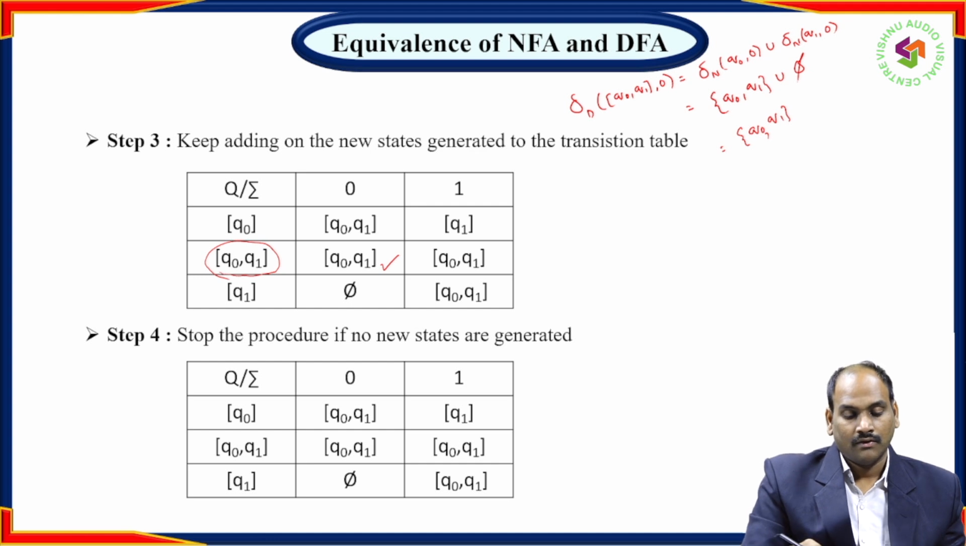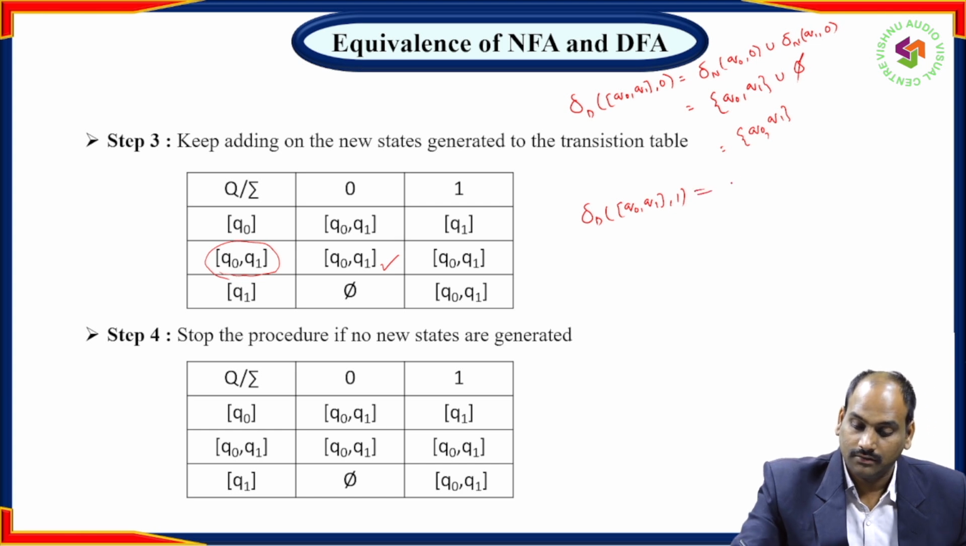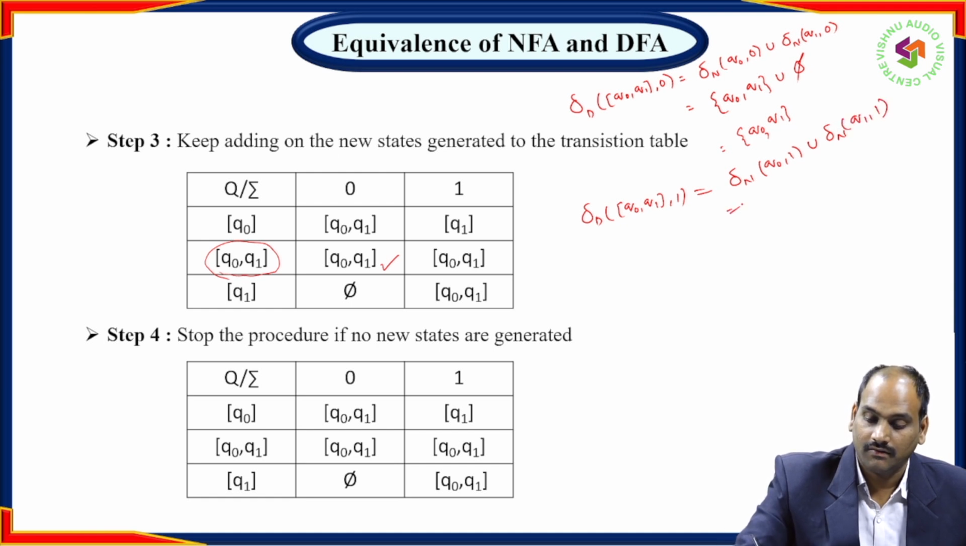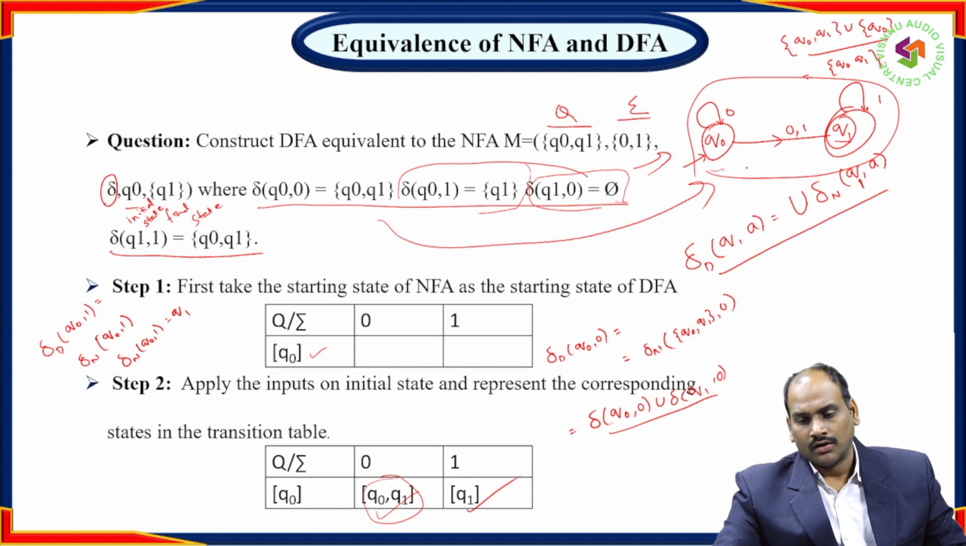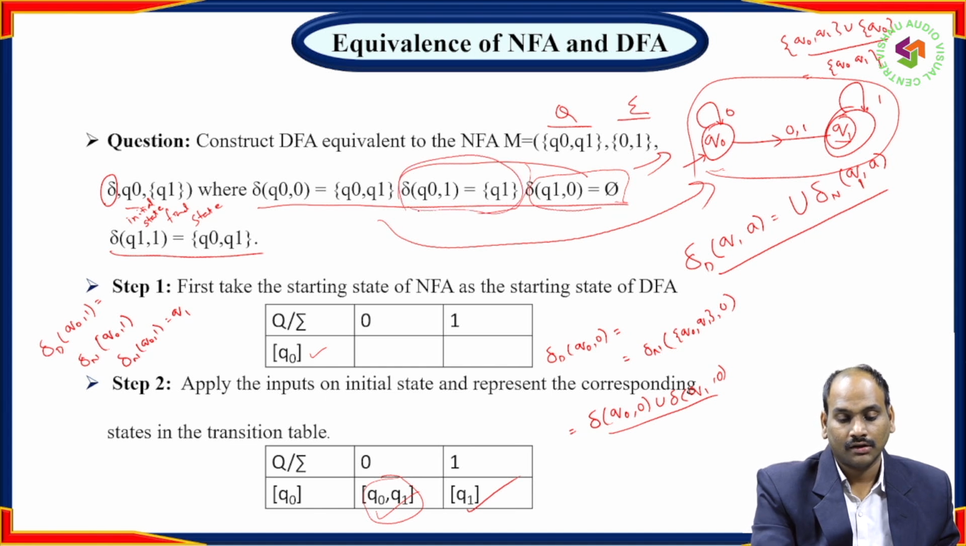Similarly, we go on calculating the same for delta D of Q0, Q1 on 1. This can be written as delta N of Q0 on 1 union delta N of Q1 on 1. What is the value of Q0 on 1? You can see here, Q0 on 1 is Q1.